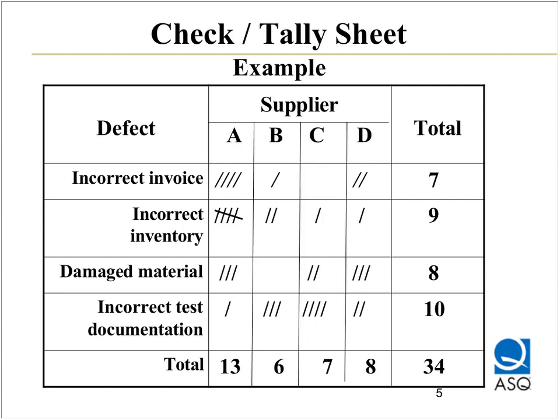And of course, we can also do the same kind of data collection, summarization, looking across row by row. For example, for incorrect invoice, supplier A, as we've already said, had 4 slash marks, B has 1, C had none, D had 2, for a total of 7. We do that for all 4 of these particular defects.